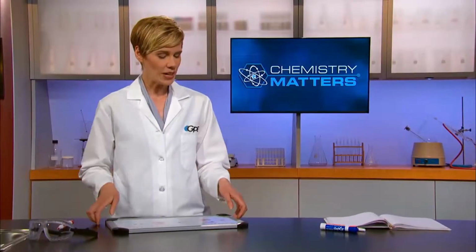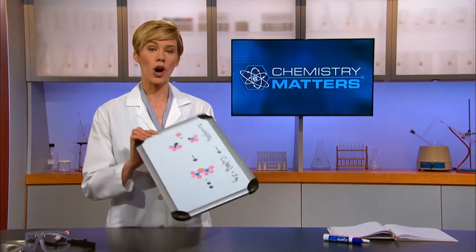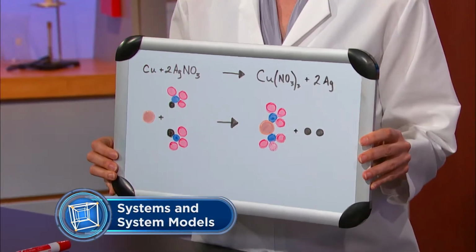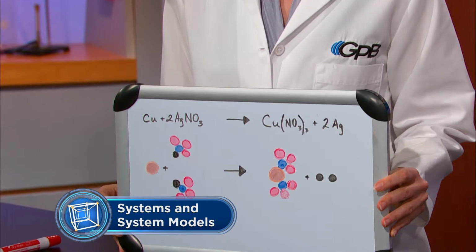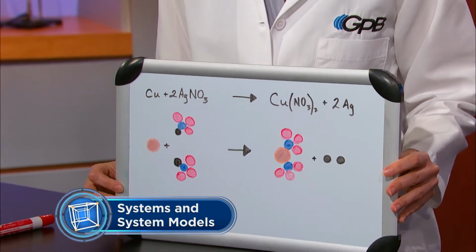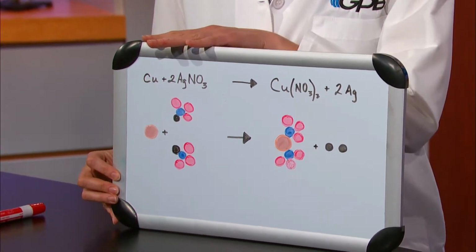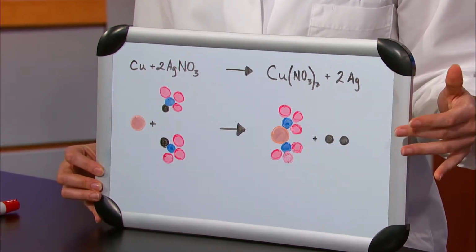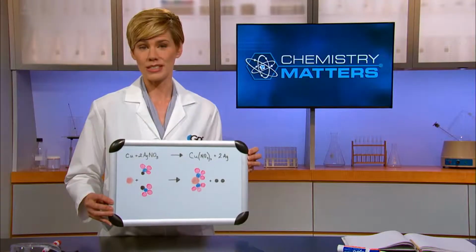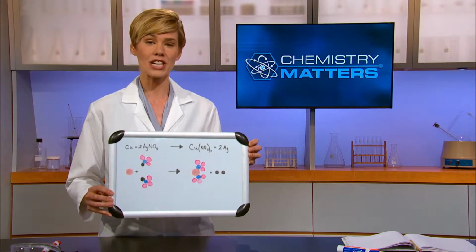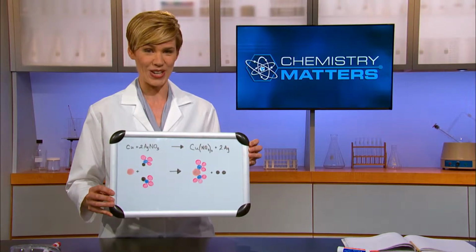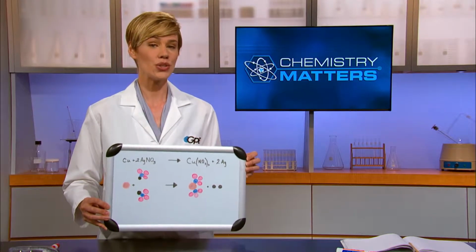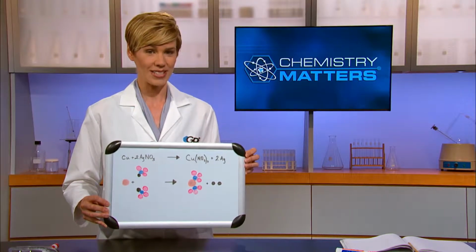Before we continue, it'll help to learn how to draw particle models of chemical reactions. These are similar to simple animations, using circles of different colors to represent atoms. You'll show the atoms before the reaction, the reactants, and after the reaction, the products. This is a simple example, a particle model of the reaction between copper and silver nitrate. Copper and 2 silver nitrate yield 2 silver and copper nitrate.